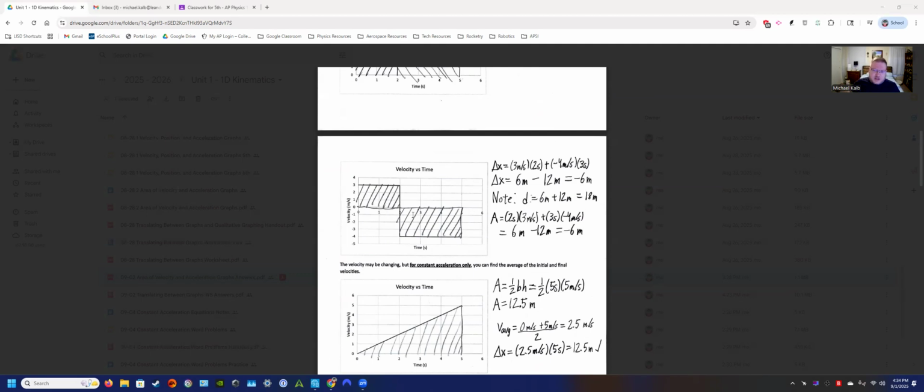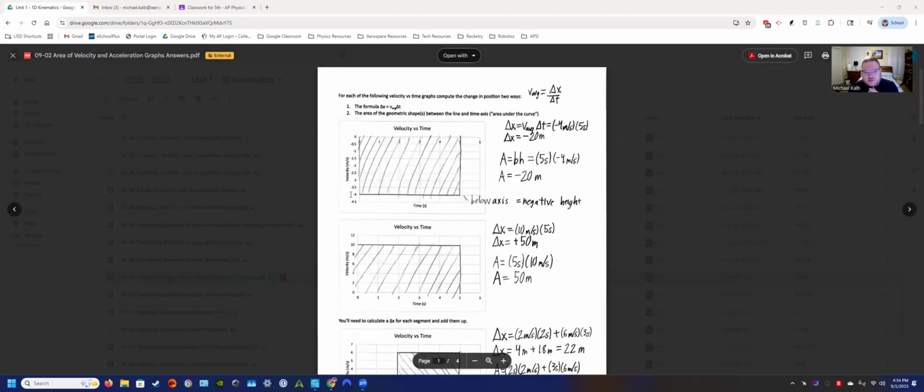One thing to keep in mind, though: if you're asked what distance this object traveled, it travels 6 meters forward, then 12 meters backwards. That's a total distance traveled of 18 meters.